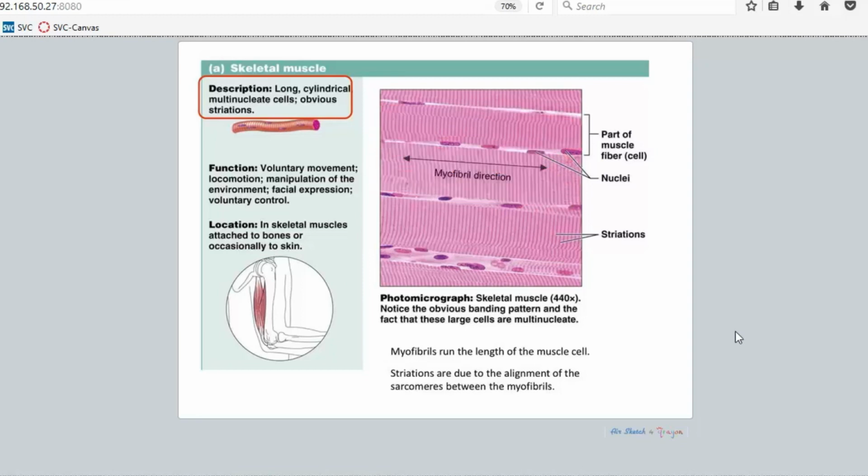So skeletal muscle is striated. And basically what's causing these striations is the alignment of the sarcomeres. So all of these sarcomeres align together and they form these striations here. But keep in mind that the myofibrils are running this direction.